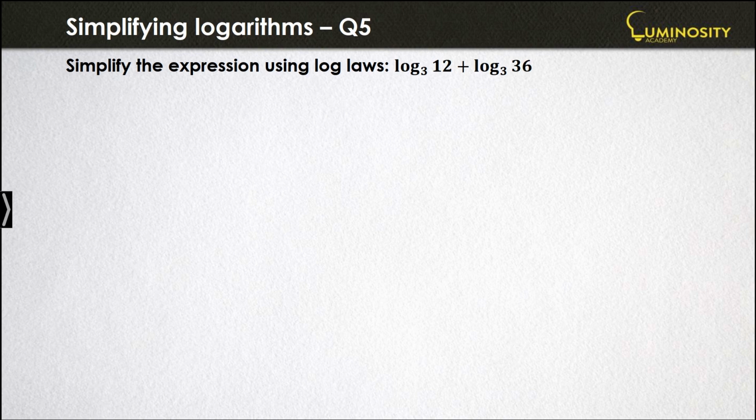Alright, so let us rewrite the arguments as follows. So 12 we can rewrite as 3 times 4, and 36 we can rewrite as 9 times 4, but that is 3 squared times 4. So the reason why I extracted 3 out from both numbers is because we have a log base 3. So the goal is to try get that identity law used as much as possible.